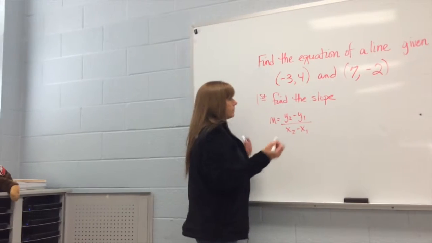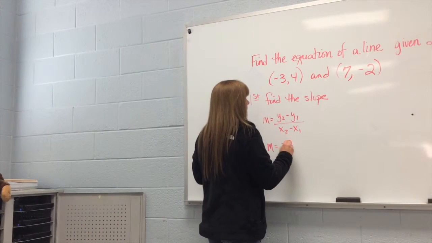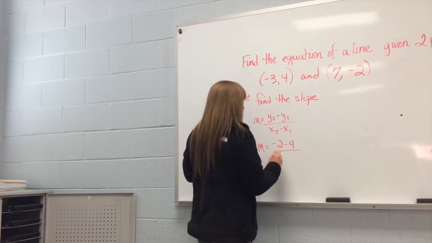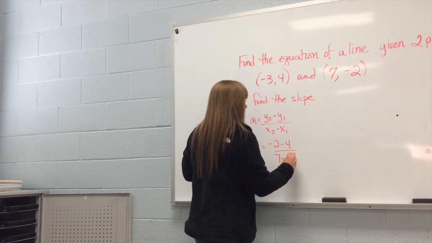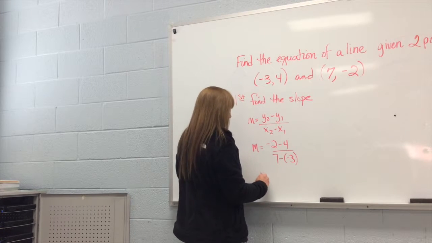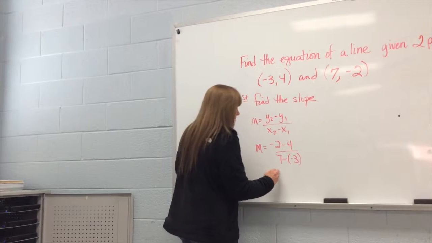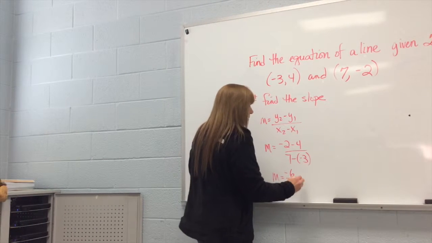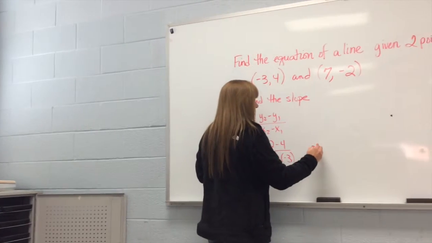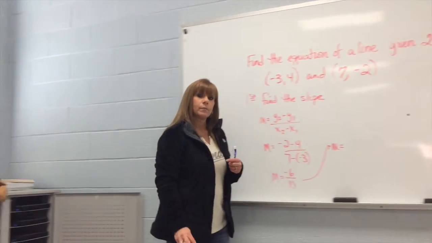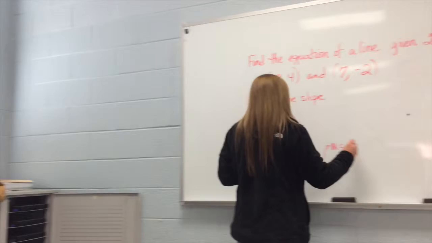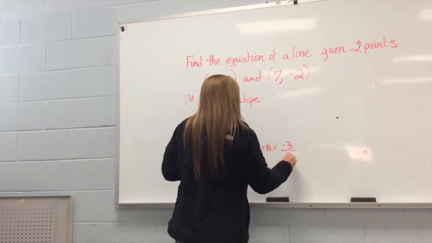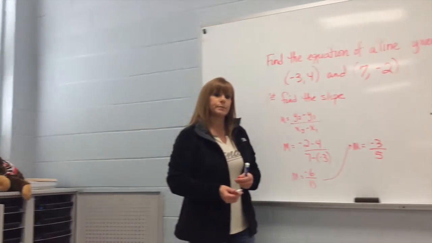To do this, I'm going to take -2 minus 4 over 7 minus a -3. -2 minus 4 is -6. 7 minus a -3 is 10. This fraction reduces. Both are divisible by 2, so I get -3/5 as my slope.